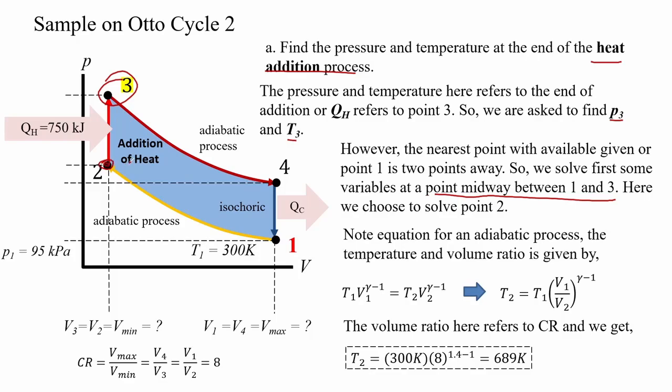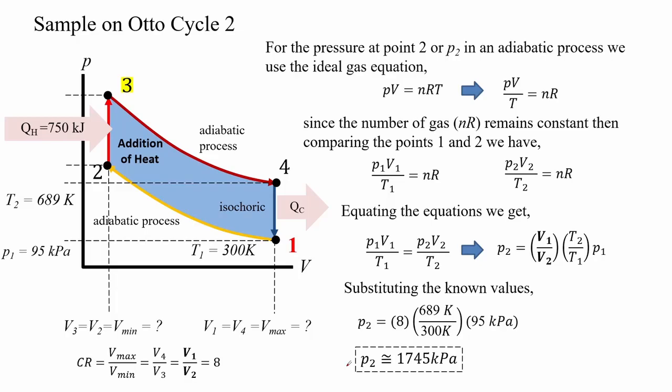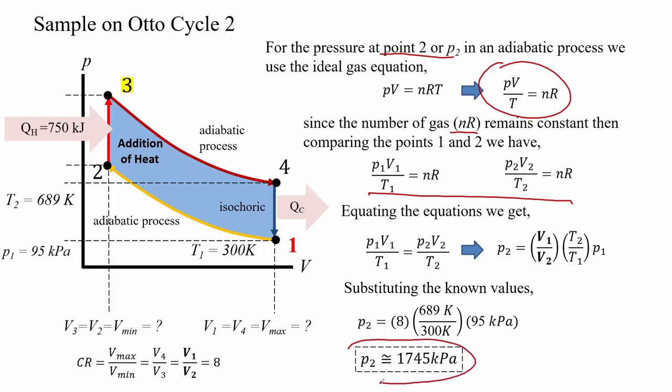Note the equation for an adiabatic process, the temperature and volume ratio is given by the equation here. The volume ratio here refers to CR. So, the temperature at point 2 is about 689 K. For the pressure at point 2 or P2 in an adiabatic process, we use the ideal gas equation. Since the number of moles of gas, n, remains constant, then comparing the points 1 and 2, equating the equations, and finally substituting the known values, we get the pressure at point 2 is about 745 kilopascals.